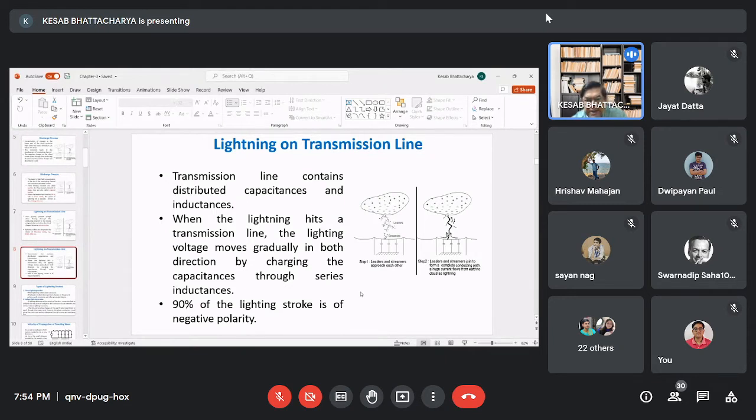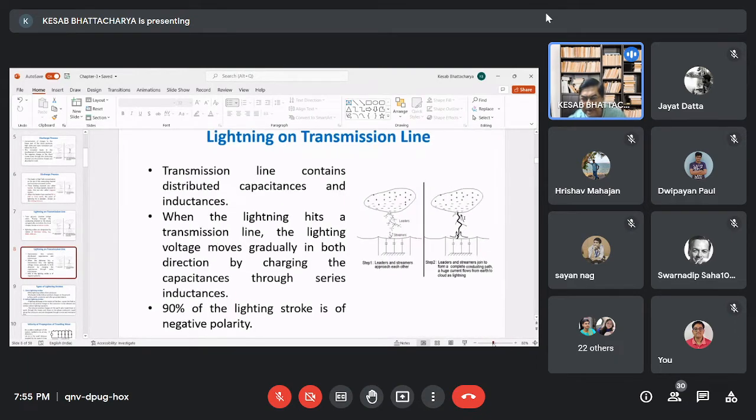Now, another point, though not shown in the slide: the negative charges from the lower part of the cloud come down through the conducting channels in steps. That is why the leaders are sometimes called stepped leaders. They do not follow any straight path. On the contrary, the leaders are like this. I am enlarging the diagram.